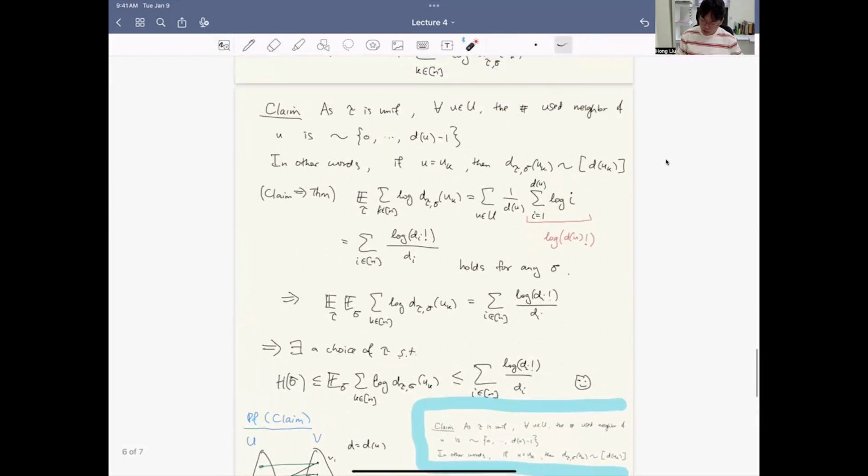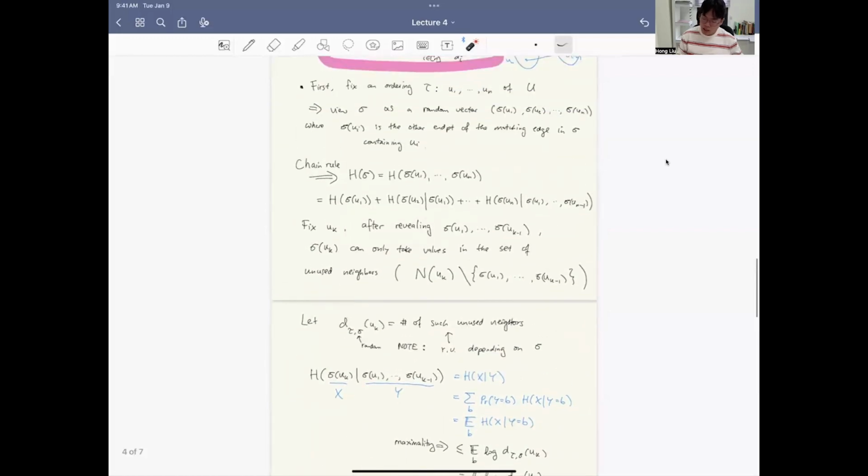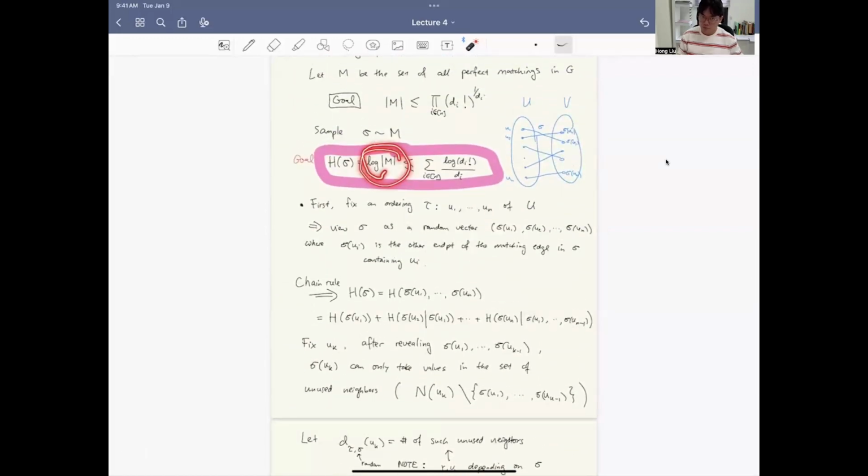Now, modulo this claim, the idea is simple. We want to upper bound the cardinality of the set of all perfect matchings. What we're going to do is uniformly at random sample an element from this set. We associate its size to the entropy, which is log of the size. So this is what we want to prove. To bound the entropy, we view this perfect matching, which is basically a permutation of the right-hand side, as the vector of images of where each vertex ui is mapped to. So this is a length n random vector.